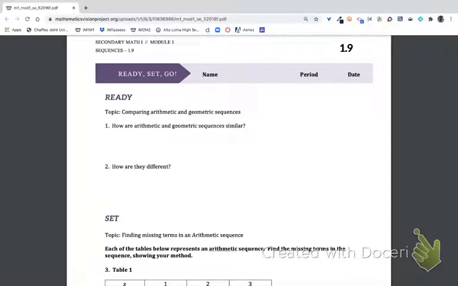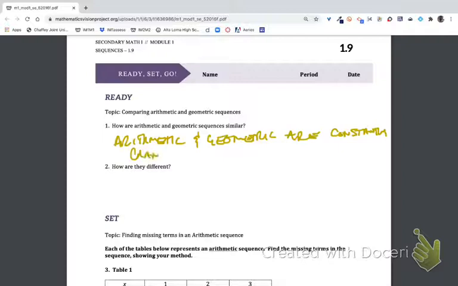The ready portion for lesson 1.9 is really just getting you to reinforce the idea of arithmetic and geometric sequences. So when we're talking about similarities between the two, we can say that arithmetic and geometric are constantly changing, as in, they both change at a constant rate.